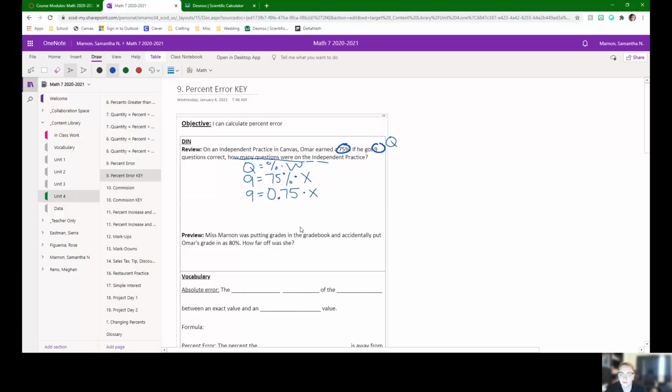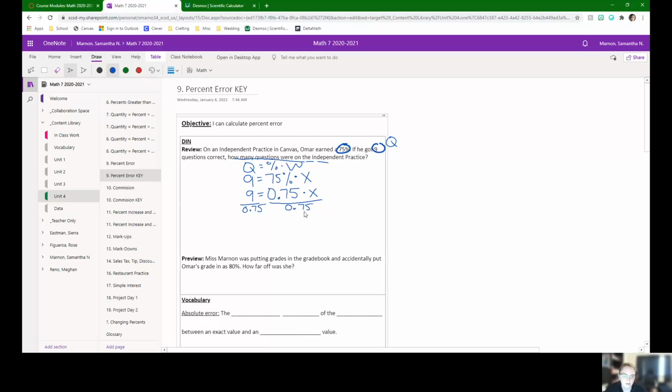So now we have just a one-step equation. Our goal is to get X by itself on one side and a number on the other. Because this is multiplying, I need to do the opposite, which is dividing. I want to get rid of the 0.75, so I'm going to divide by 0.75. If I make a change on one side, I need to make the same change to the other side. So I'm going to divide by 0.75 on this side too.